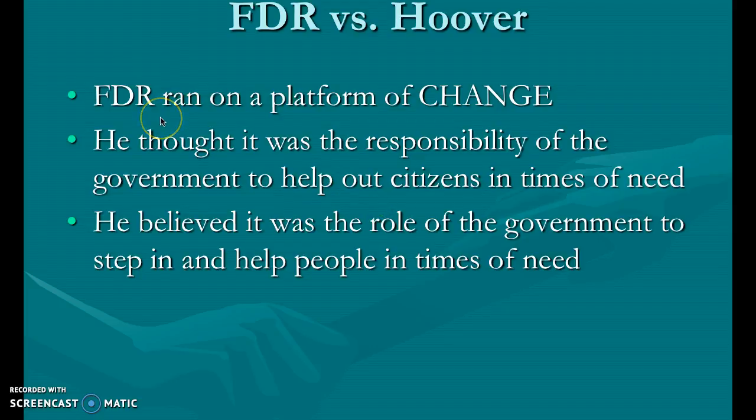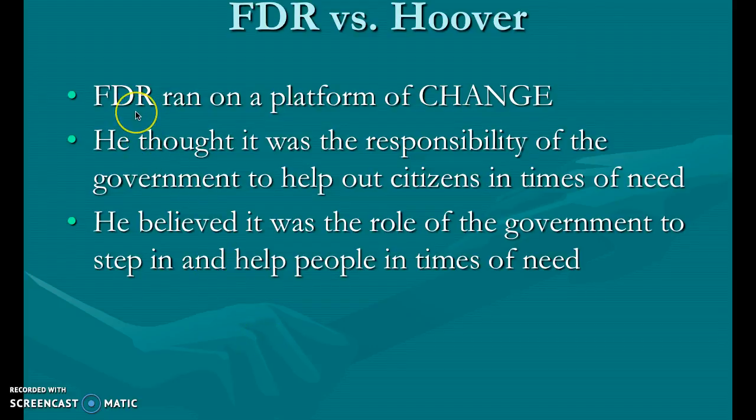So FDR ran on a platform of change, the exact same way that, if you guys remember, in 2008, Obama ran on a platform of change. People were unhappy with how the president before him, George Bush, did things, so Obama said, change, change, change. I'm going to change everything. And FDR said the same thing. People did not like Herbert Hoover. They blamed him for the depression.